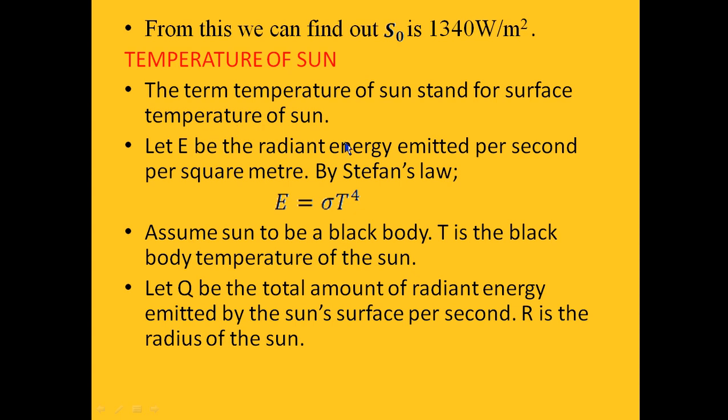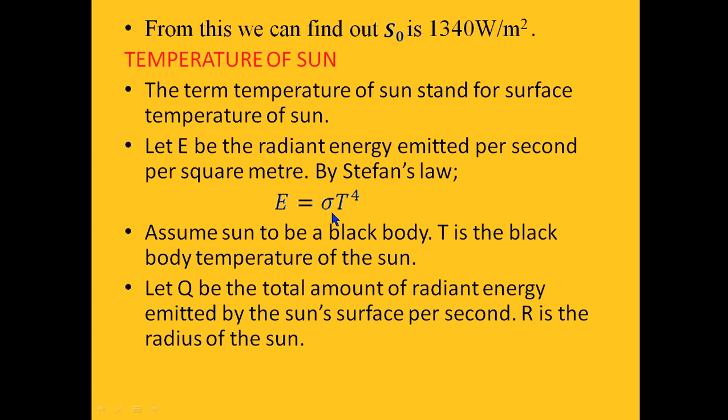Let E be the radiant energy emitted per second per square meter by the sun's surface. So that is the emissive power of the sun's surface. By Stefan's law, E is equal to sigma into T raised to 4. We are assuming the sun to be a perfect black body. So T is the black body temperature of the sun, and sigma is the Stefan-Boltzmann constant. Its value is 5.67 into 10 to the power minus 8. I had already told this in my last video.